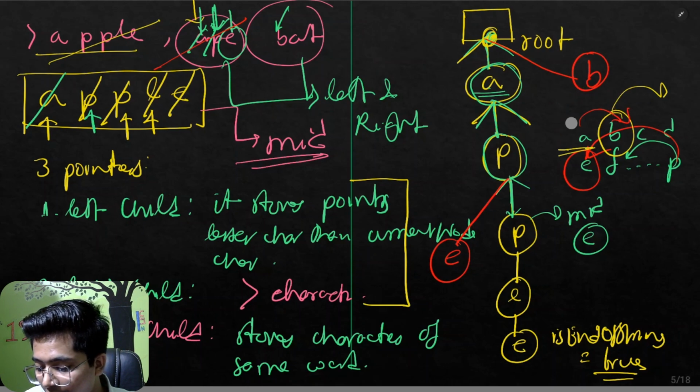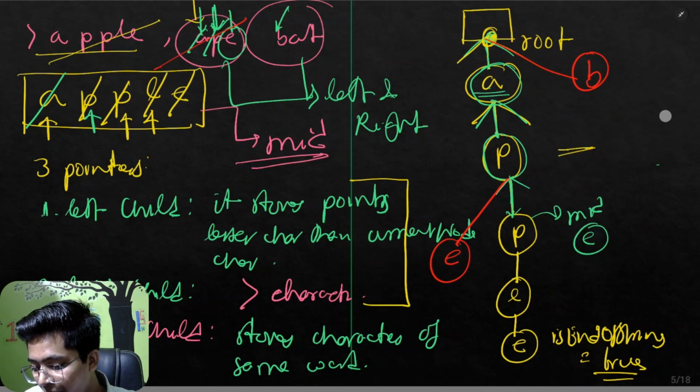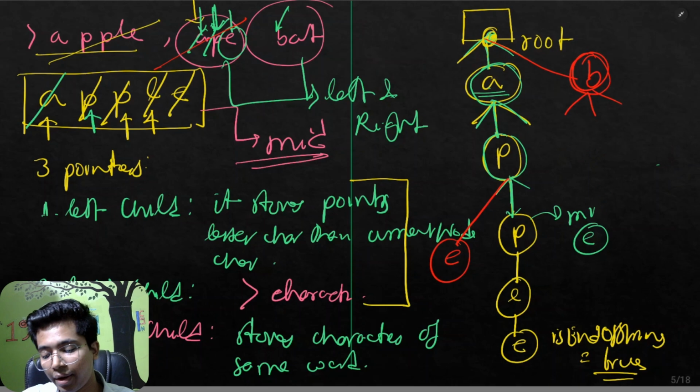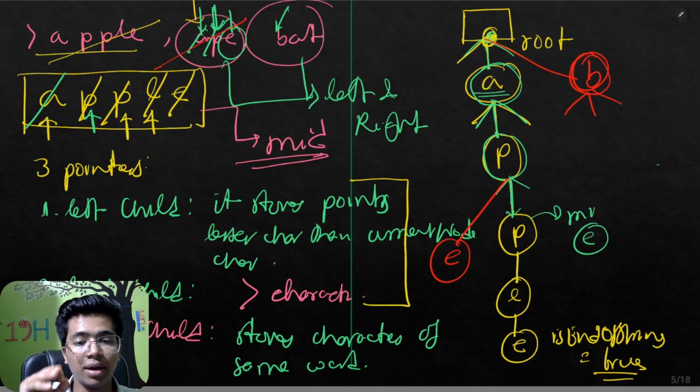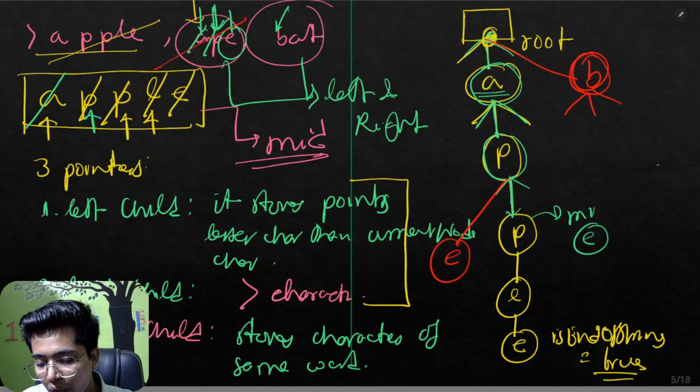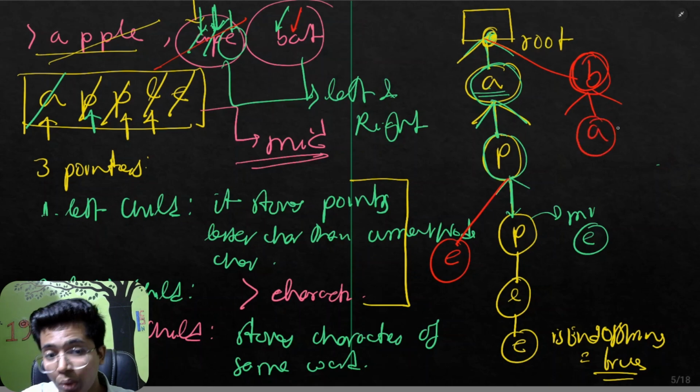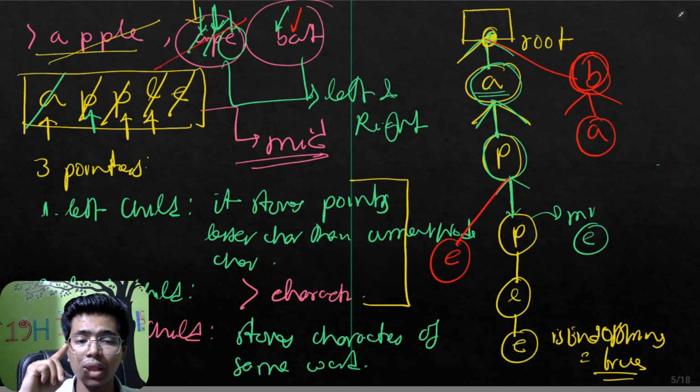Let me clear those places. After B, we check if there is something in those three pointers, but they are null, not pointing to anyone. So now we need to insert the second letter A. We create the A in the mid position. Got it? We always use this mid position for inserting the characters of the same word.